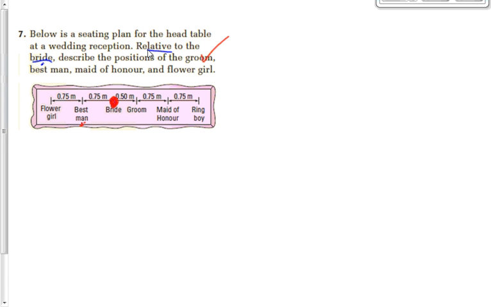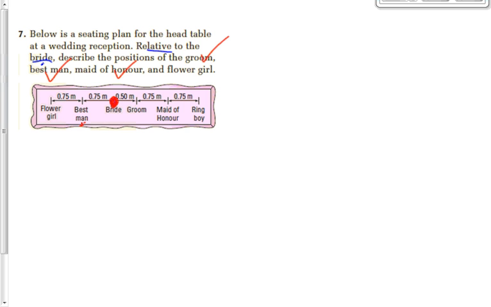Maid of honor. This is a little bit tougher. Maid of honor is where? Who thinks they're really smart here? Tony thinks she's really smart. I think she is too. So let's go, Tony. Good. She's 1.25 meters to the right of the bride. Excellent. And finally, the flower girl.